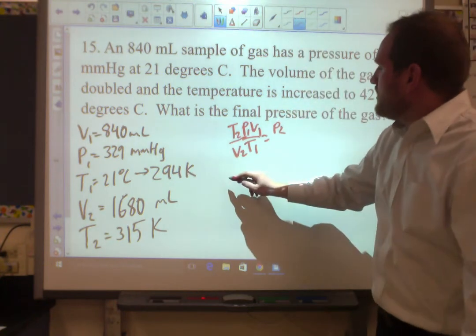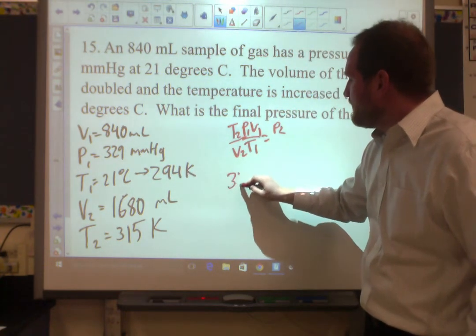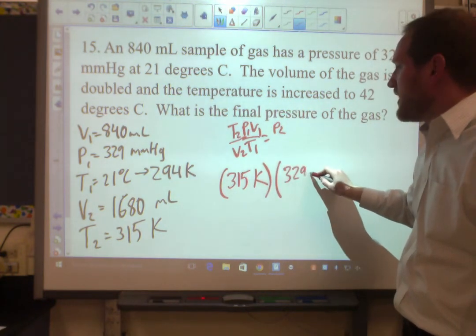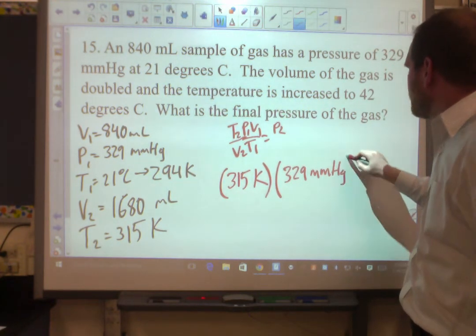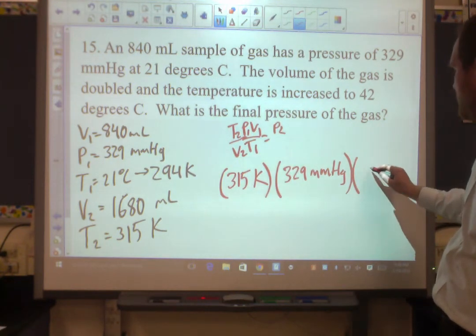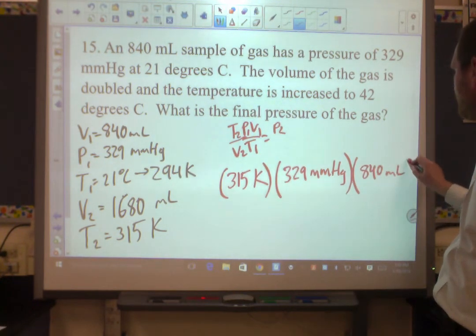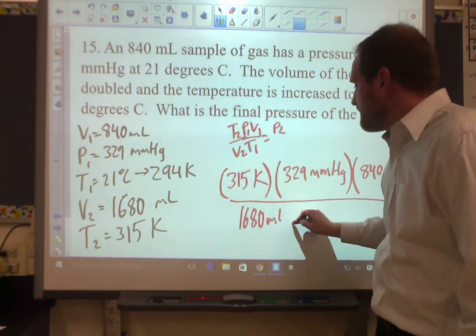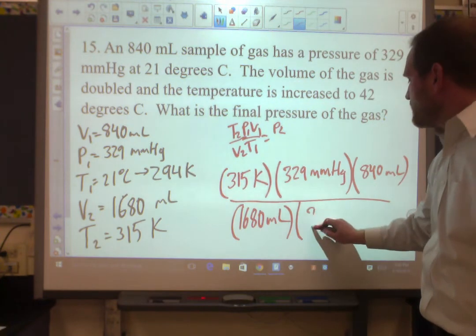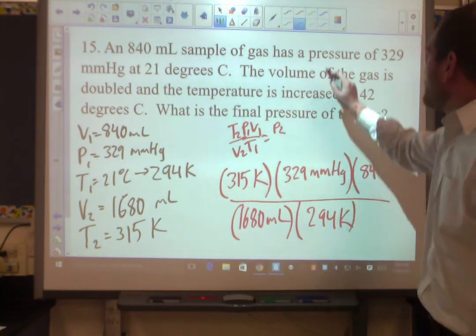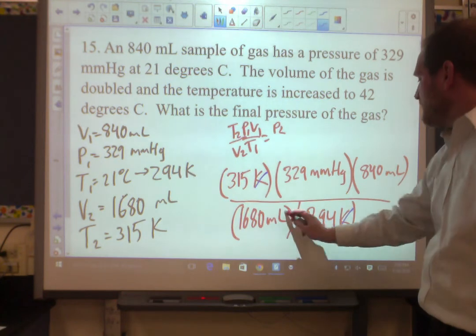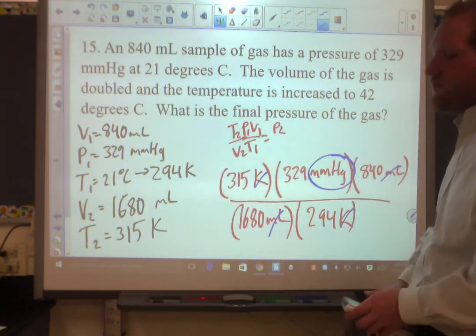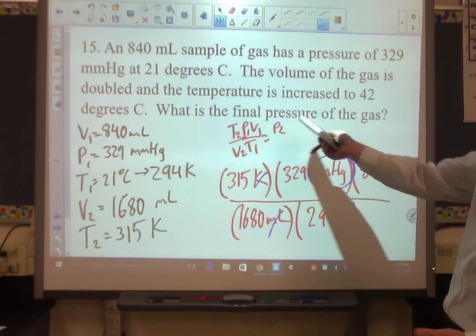Let's solve. So P2, 315 Kelvin is T2. P1 is 329 mmHg. V1, 840 milliliters. V2 is 1680 milliliters. T1 is 294 Kelvin. Let's check our units. Kelvin cancels Kelvin, milliliters cancels milliliters. I'm left with mmHg, which makes sense for pressure. I could leave it in mmHg too, because it doesn't ask the unit.